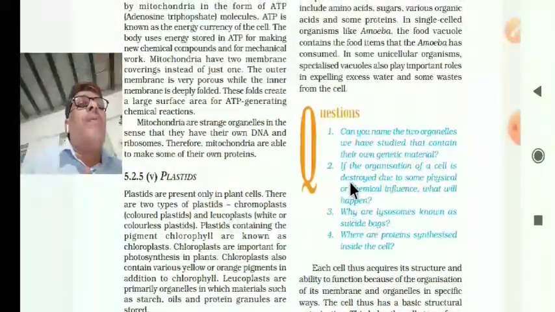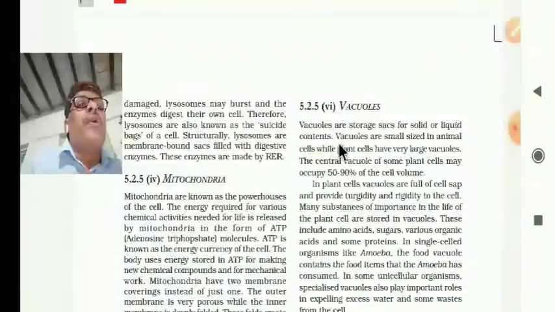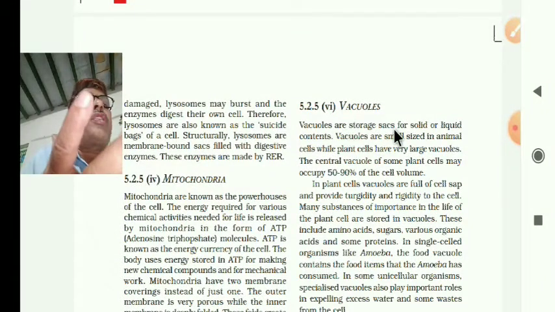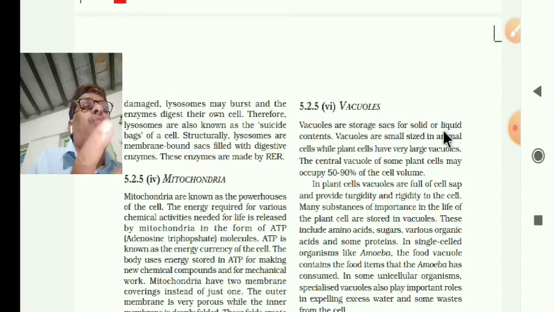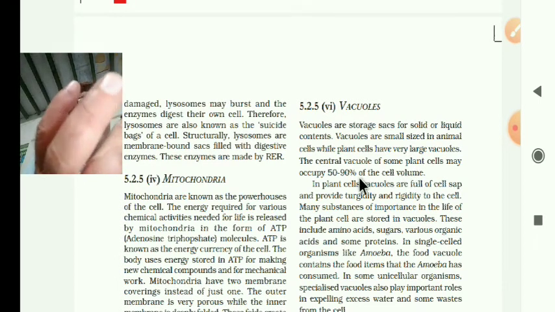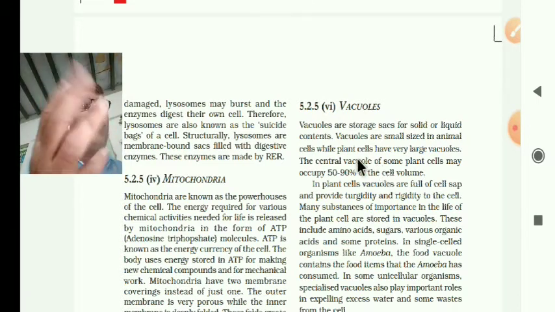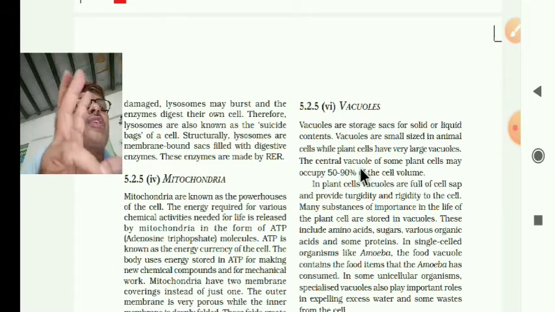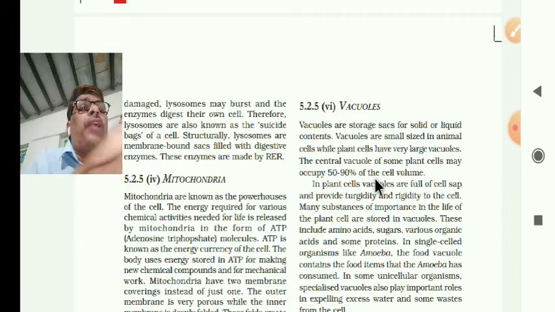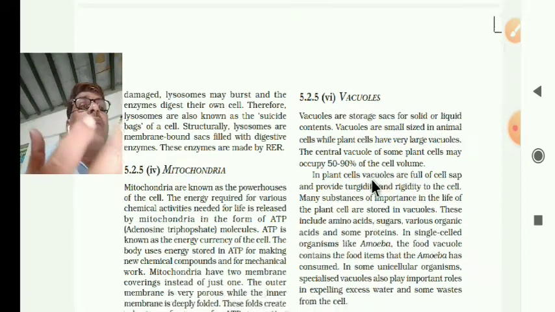Now we move on to vacuoles. What are vacuoles? Vacuoles are storage sacs for solid and liquid contents. Vacuoles are small in animal cells, while in plant cells they are very large. The central vacuole of some plant cells occupies 50 to 90% of their cell volume. That is why it shows a bigger size.